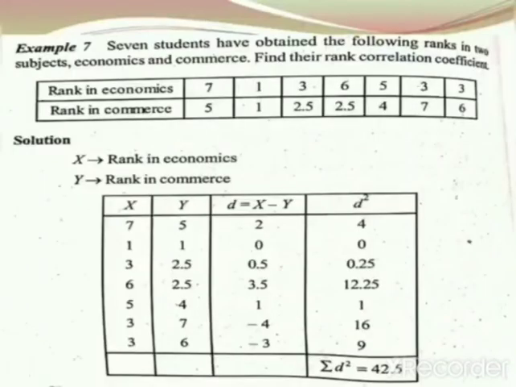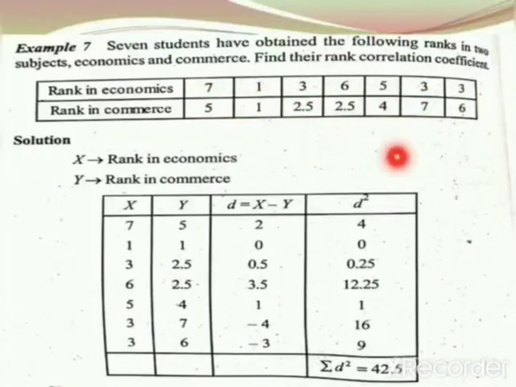Let us see our next example. 7 students have obtained the following ranks in 2 subjects, economics and commerce. Find their rank correlation coefficient. So we are going to find the rank correlation coefficient. The rank in economics and rank in commerce are given. Here the ranks are directly given, and their values are 7, 1, 3, 6, 5, 3, 3 and 5, 1, 2.5, 2.5, 4, 7, 6. So here the repeated ranks are there.